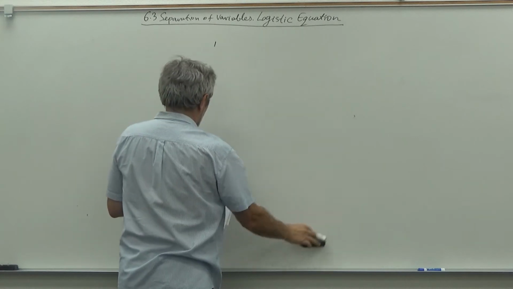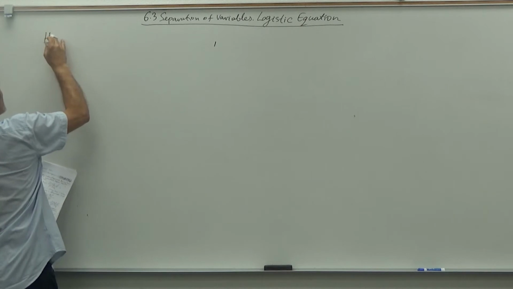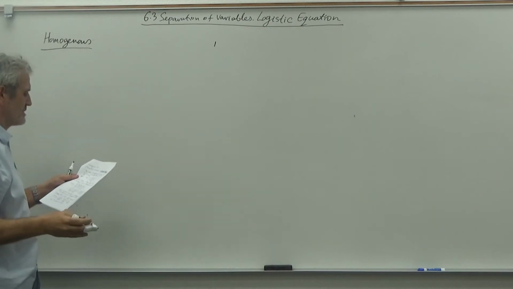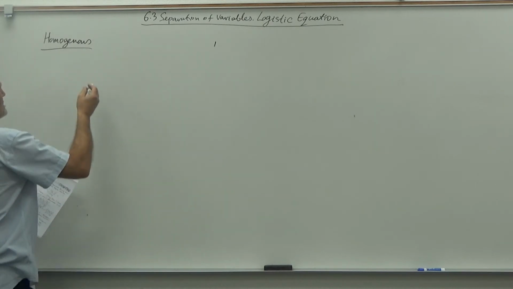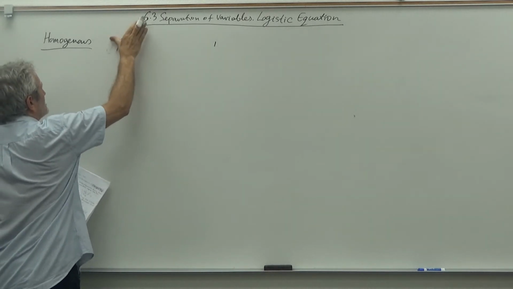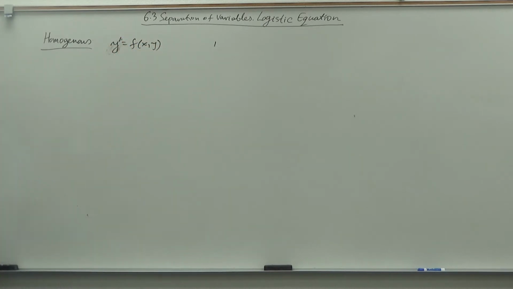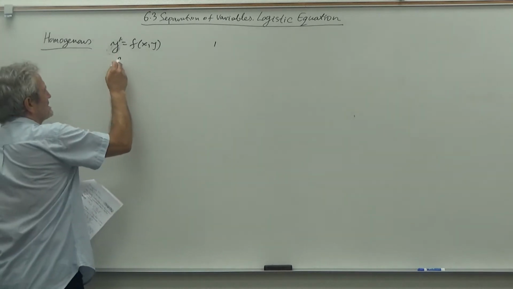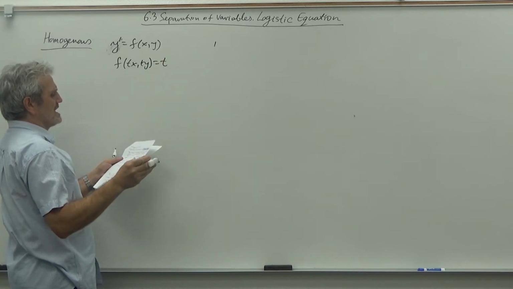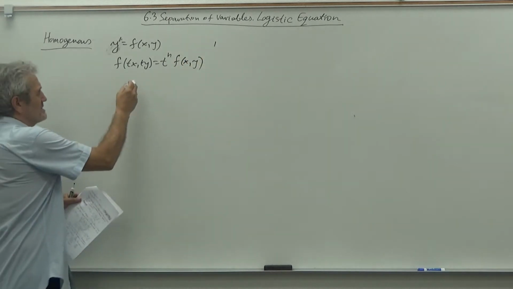Those homogeneous equations are the ones that could be somewhat unpleasant to integrate. Generally, those are equations that look like this: y prime equals f of x, y. But this expression f is homogeneous. The formal definition looks like this: f of tx, ty equals t to the n times f of x, y. Although in our stories, n will be 0.